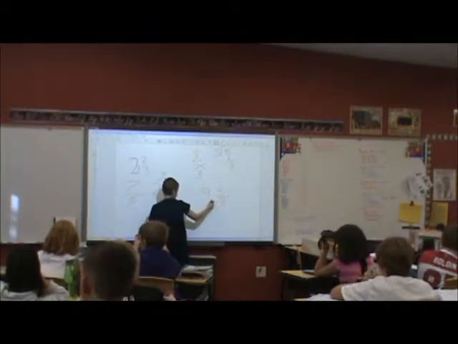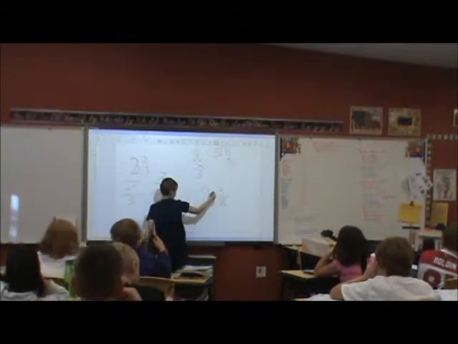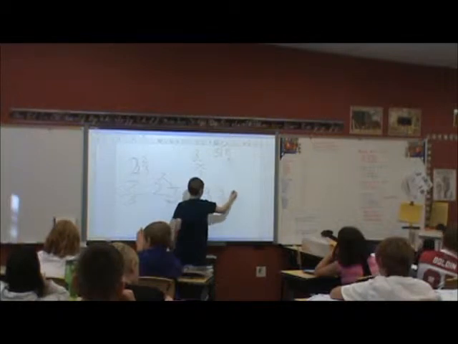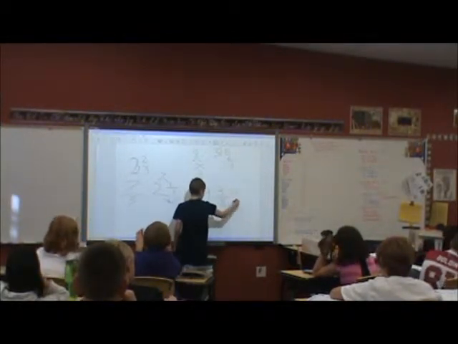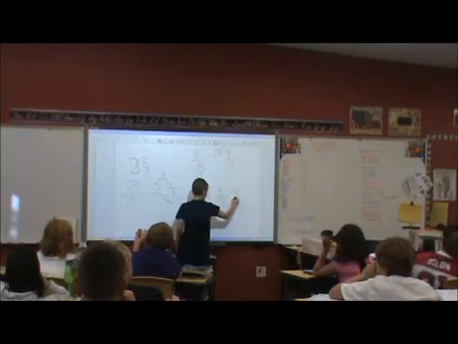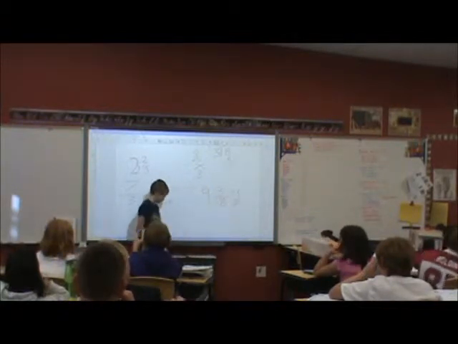8 times 9 is 72, plus 3 is 75. And then keep the denominator. 75/8.